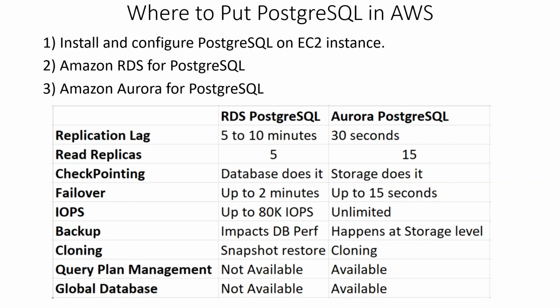Now the real choice quandary is between RDS Postgres and Aurora Postgres. Both are managed services but with different use cases. This table compares both of these databases on the basis of some important features.